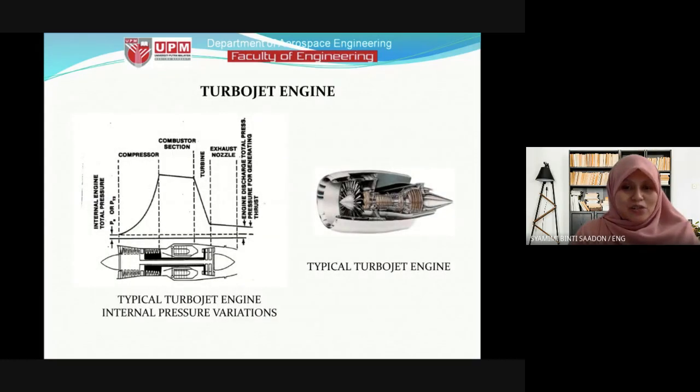Next, still turbojet engine. This is a schematic diagram of a turbojet engine. You can see here, this is the most common type of engine, so the basic one that you have to know. We will do exercises and see some tutorial examples of this turbojet engine in two weeks, inshallah.